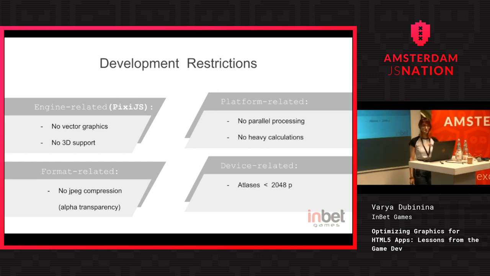So just from my choice of the platform, the game engine, and the libraries. For example, we use Pixi.js, and it doesn't go really well with vector graphics, and it doesn't have a built-in 3D support. So we can't just render a 3D scene and bake character meshes. And there are many more specific restrictions that come to mind, and simply listing all would take ages.